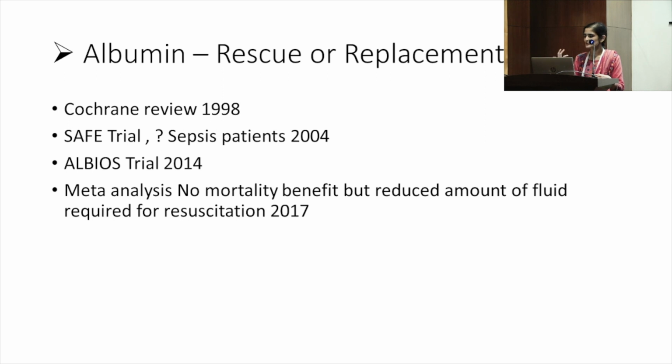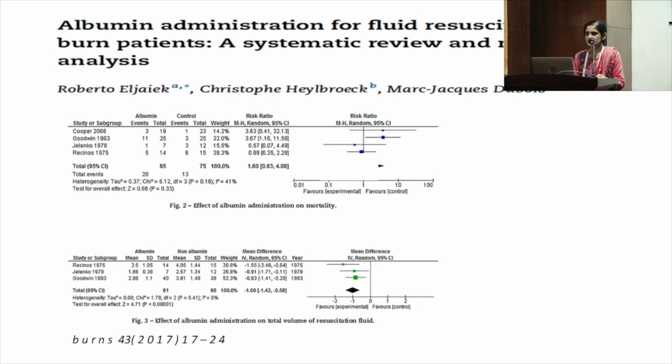If you want to ask what its extrapolation is in patients of burns, I'll show you one meta-analysis. This meta-analysis includes only 4 studies. So based on 4 studies, how can you change your practice? Is it really changing the primary outcome of mortality? Probably not. It only shows that the amount of fluid required to resuscitate was lesser with albumin. There is no mortality benefit. There is no study till now which has shown mortality benefit with use of albumin.